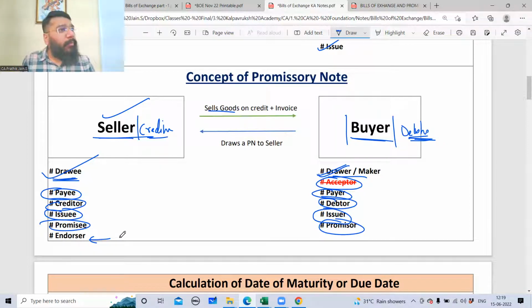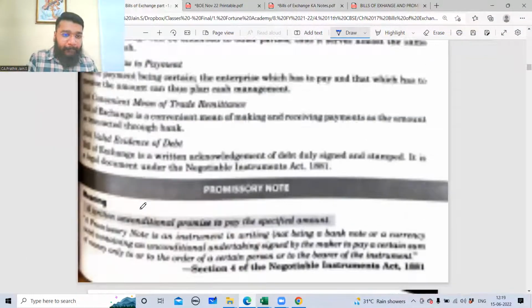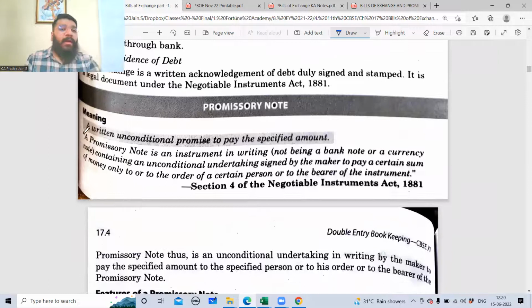So are you clear with what is a promissory note? Now, a promissory note is an instrument in writing. Can I say this was written on a piece of paper, a document? It should not be in the form of any bank note or any currency note. You cannot create a promissory note on a 500 rupees note. That is not allowed. You cannot touch the Indian currency or any other currency.